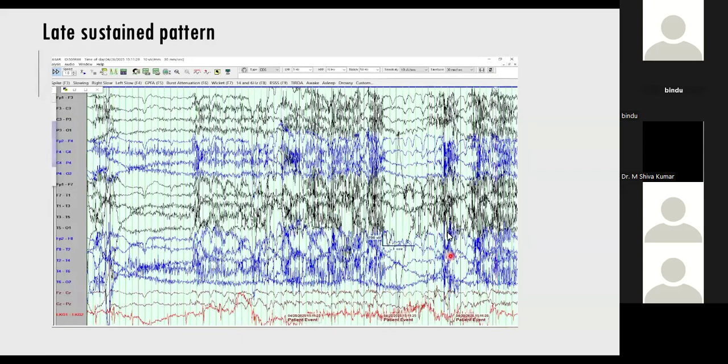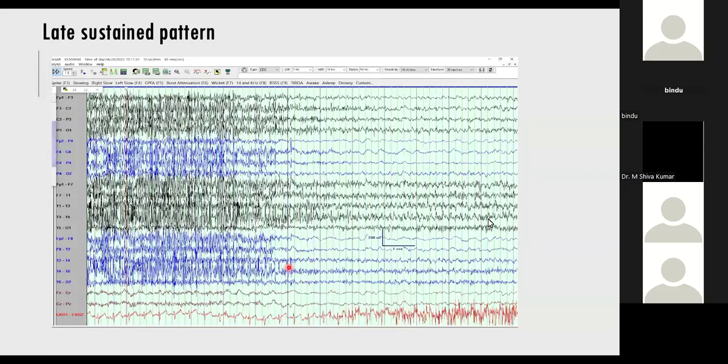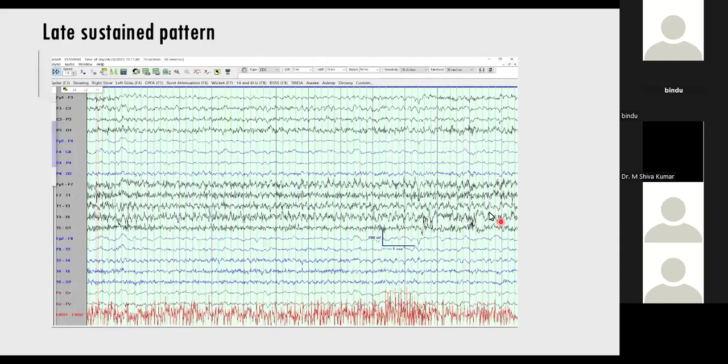After 20 or 30 seconds, we see the sustained theta rhythm. Here there is appearance of theta rhythm in the left temporal region. This is a sustained pattern of theta rhythm seen in the temporal region.